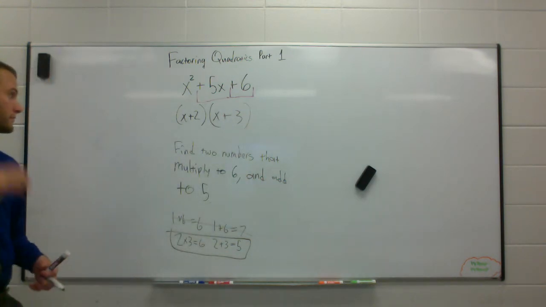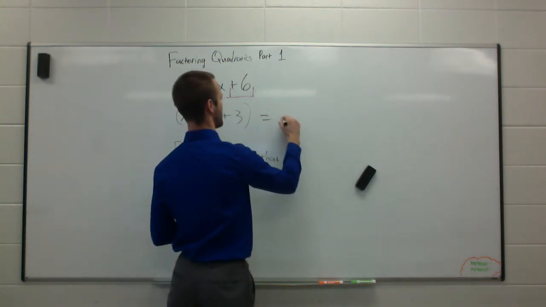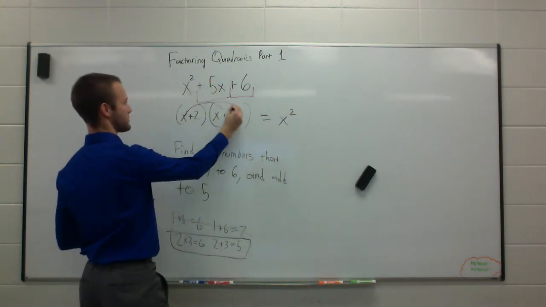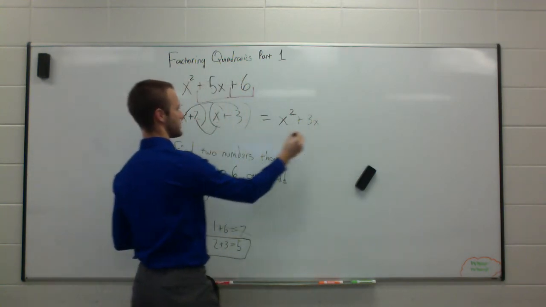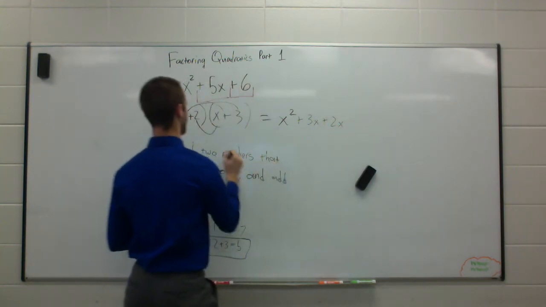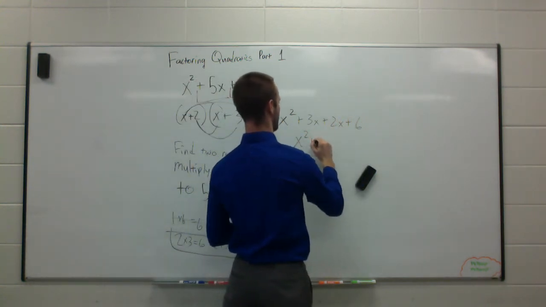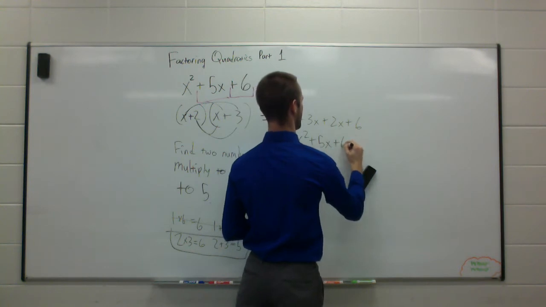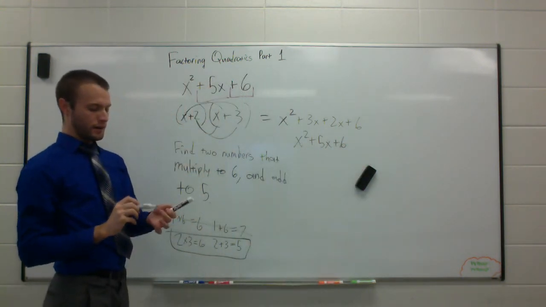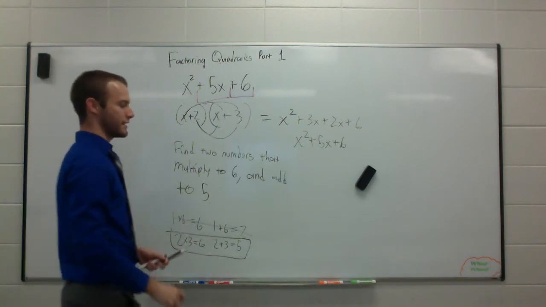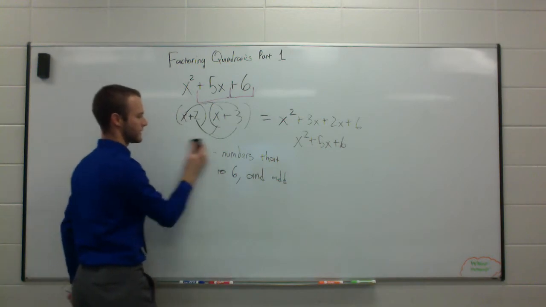And it's that simple. And if you don't believe me, we can multiply this back out. x times x, x squared, x times 3 plus 3x, 2 times x plus 2x, and 2 times 3 plus 6, combine like terms. And we're back where we started. So it works. It seems simple, but it can get a little bit more complicated when we throw negatives into the mix. So let's do one with negatives.